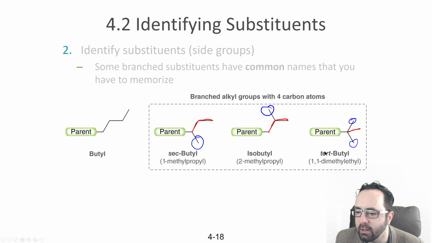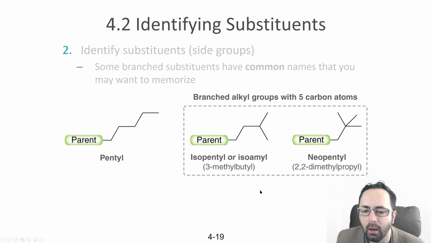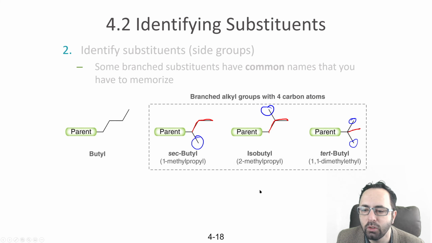And the tert stands for tertiary, which means that the carbon attached to the parent chain is attached to 3 other carbons. So secondary here, attached to 2 carbons, tertiary attached to 3. And so that's a way you can memorize these without fully memorizing, if you understand why they have these sec, iso, tert. But that's going to conclude all the ones that I want you to memorize.